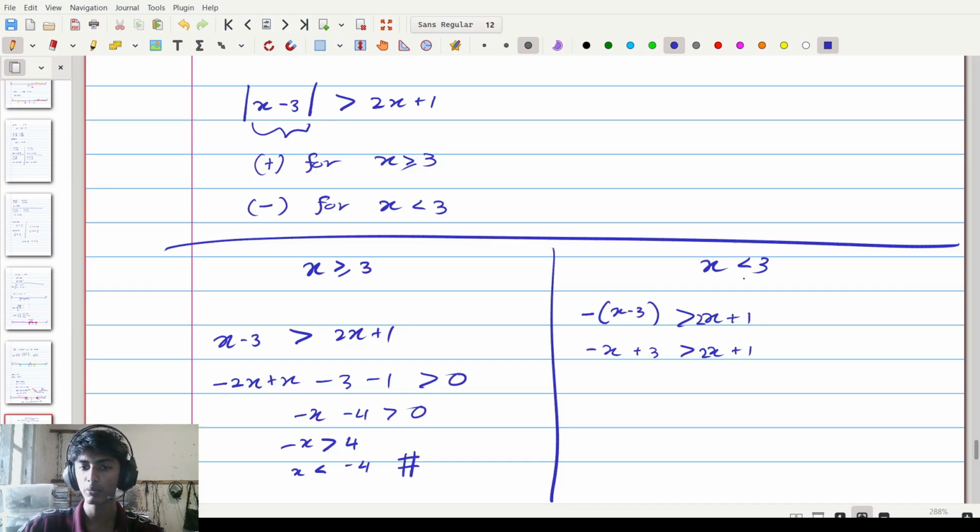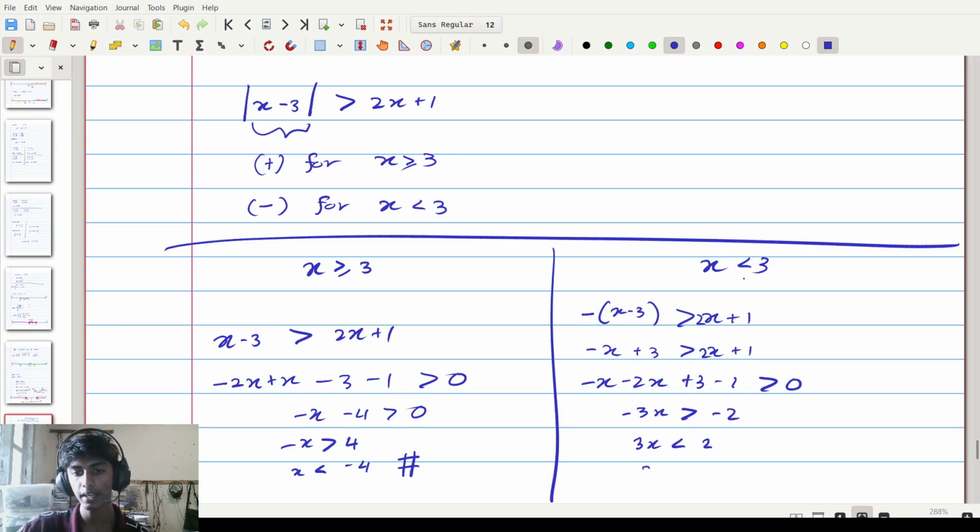Taking the whole thing to one side, we can see negative x minus 2x plus 3 minus 1 has to be greater than 0, i.e. negative 3x has to be greater than, in this case if we take this thing, this is 2, taking to the other side is negative 2. Multiplying both sides by negative 1, we can see that 3x has to be less than 2, i.e. x has to be less than 2 divided by 3.